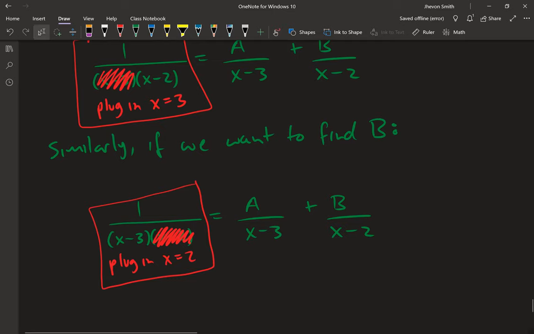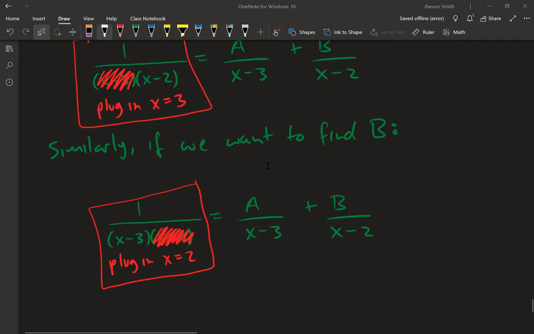So you can literally just cover things up. You can literally just cover up a part of what you see, plug in the value that would have made that part of the denominator zero, and that will actually give you the answer for the other one.